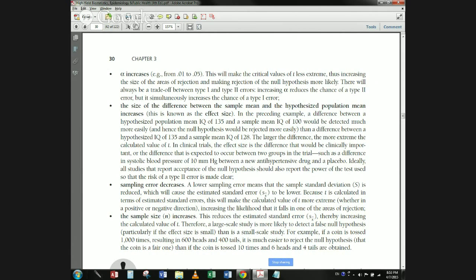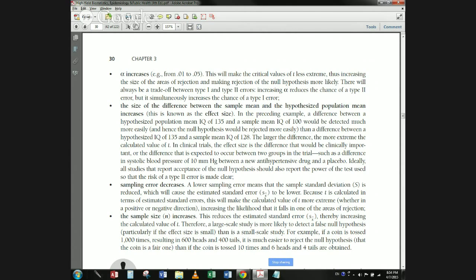The size of the difference between the sample mean and the hypothesized population mean increases. This is known as the effect size. In the preceding example, a difference between a hypothesized population mean IQ of 135 and a sample mean IQ of 100 would be detected much more easily, and hence the null hypothesis would be rejected more easily, than the difference between the hypothesized IQ of 135 and the sample mean IQ of 128. The larger the difference, the more extreme the calculated value of t.